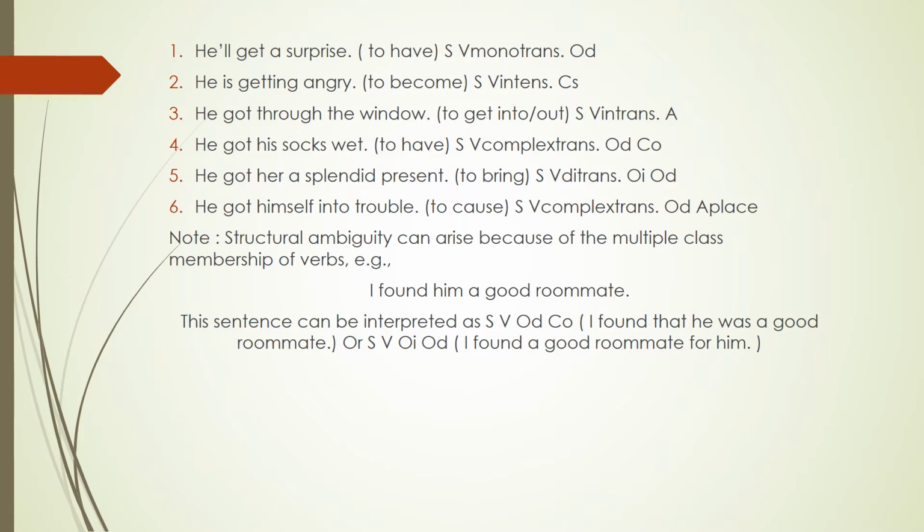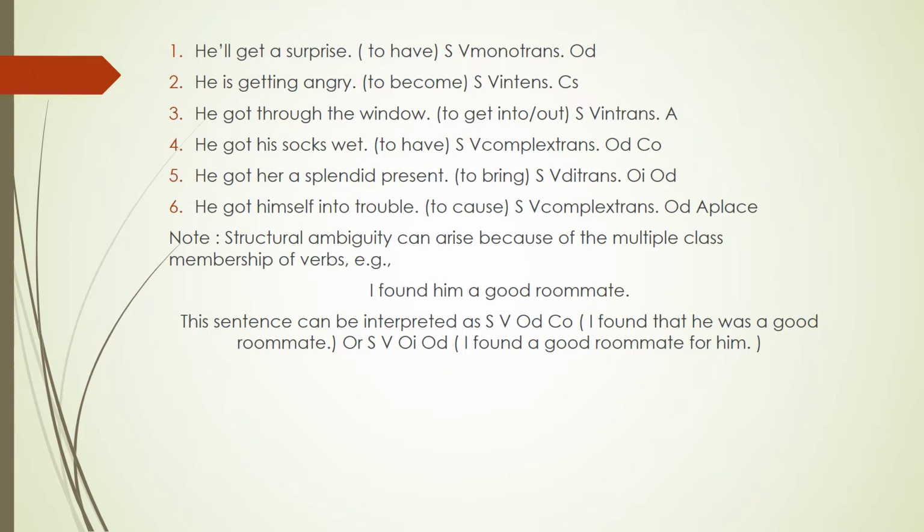Sentence number two, he's getting angry. Get here is used in the meaning of to become. So we have here pattern number two, because he is a subject, is getting is the verb, and angry is an adjective that complements the meaning of the subject, so it is subject complement.